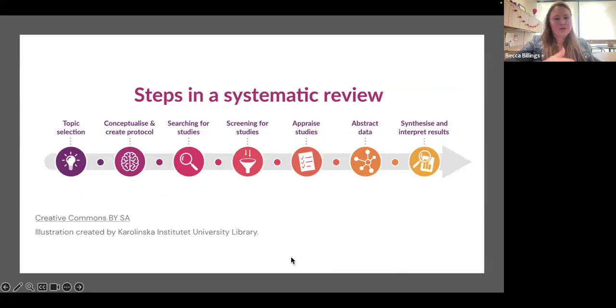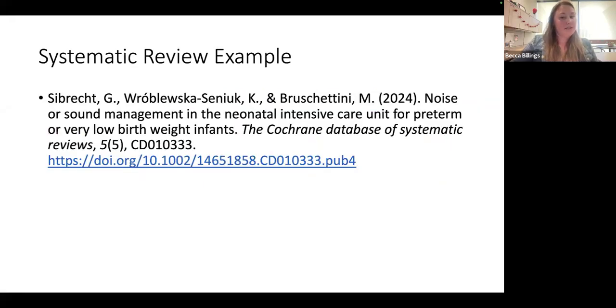This is just a visual of the steps that go into conducting a systematic review. At the end of the month, I'm going to do a more detailed look at the steps of systematic reviews and scoping reviews, preparing for them. But this is just a good step-by-step overview of what to expect. This is just a systematic review example that you can take a look at.